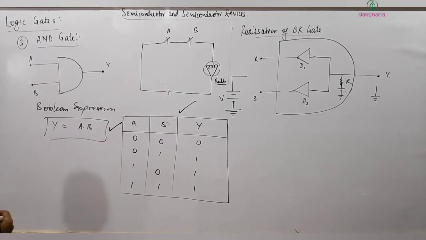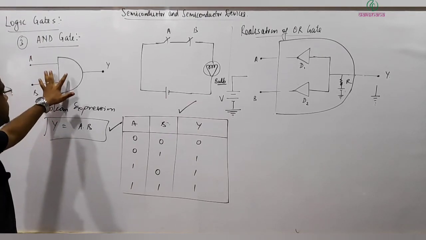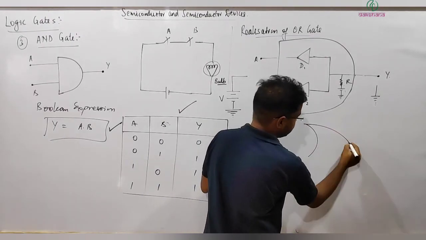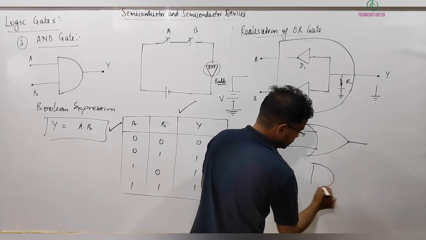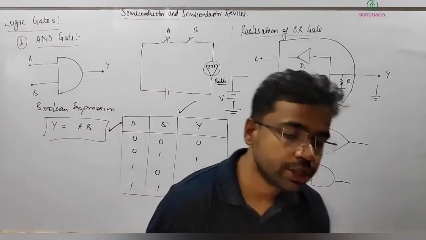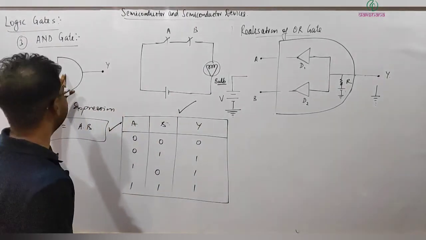Next is AND gate. The symbol for AND gate is this way. It's different from OR gate. You should remember the difference between this, which is actually the OR gate, and this, which is the AND gate. It's just a little bit of difference between AND and OR gate. You should not get confused between these two. So the symbol for AND gate is this.